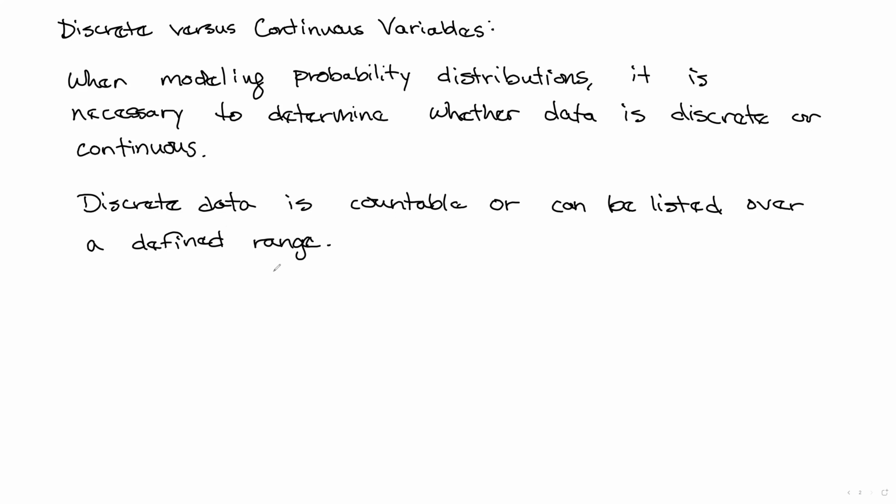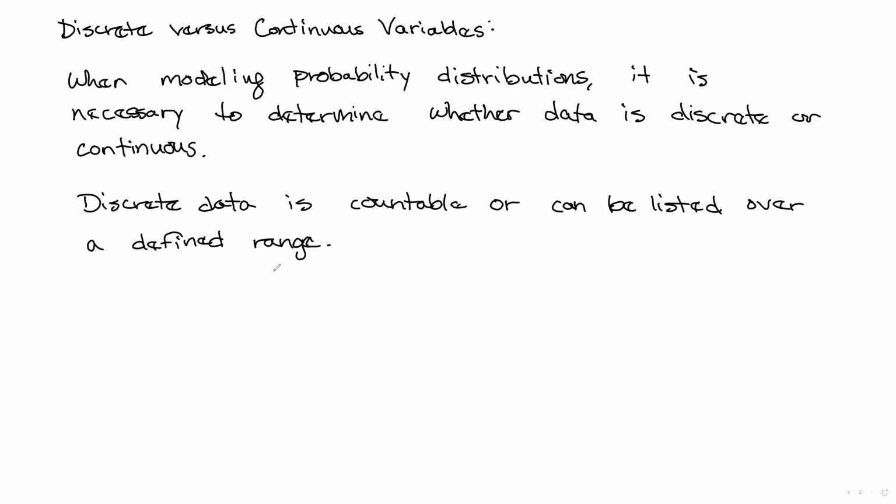Countable, that word just seems weird. Countable just means that on a piece of paper, you could write all the possibilities down. So what would be examples of countable numbers between 0 and 5? Well, you could have 0, 1, 2, 3, 4, 5. You can write those down. So if you've got some random experiment and the outcomes are from 0 to 5, then that data is discrete.